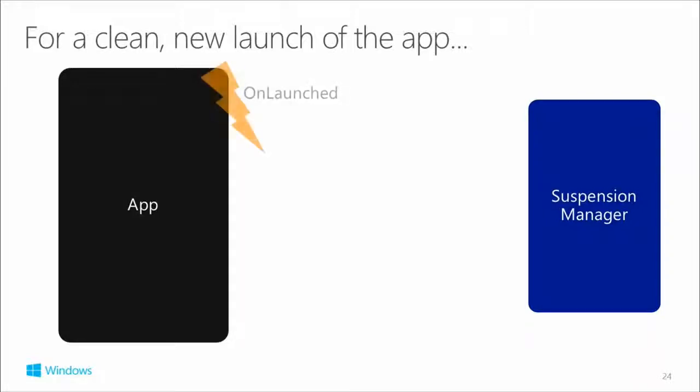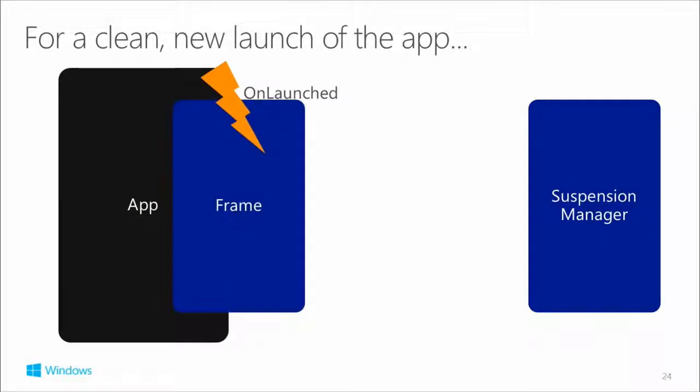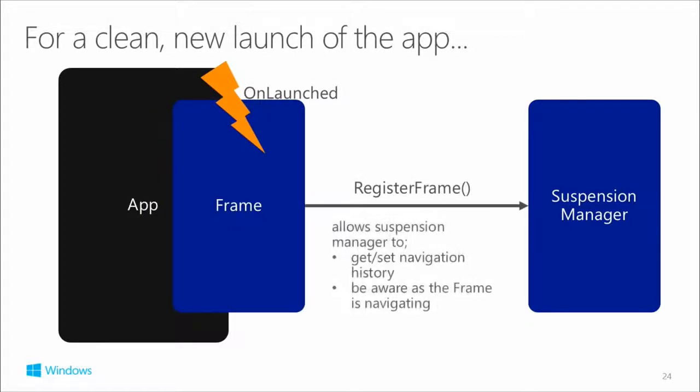For a clean new launch of the app, the app fires the on-launched event, the frame gets created, we saw all this, and then in your on-launched method, you need to register that frame with the suspension manager. There's a method you call in the suspension manager to register the frame, and that ties the suspension manager in and allows it to get and set the navigation history on a resume from termination.